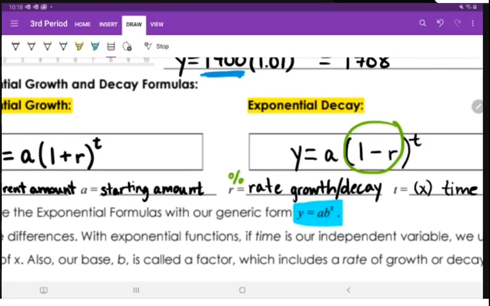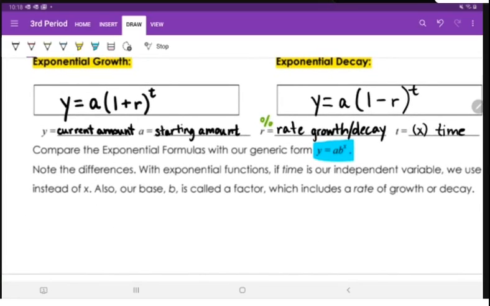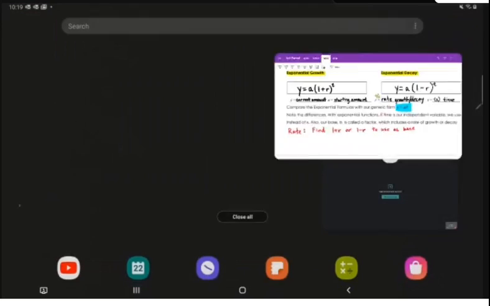So you're going to want to write this down. In the problem, if you're given a rate, you will have to, absolutely have to, find 1 plus the rate or 1 minus the rate to use as the base. That's if you're given a rate in your problem. And you'll know it's a rate because it will be a percentage.